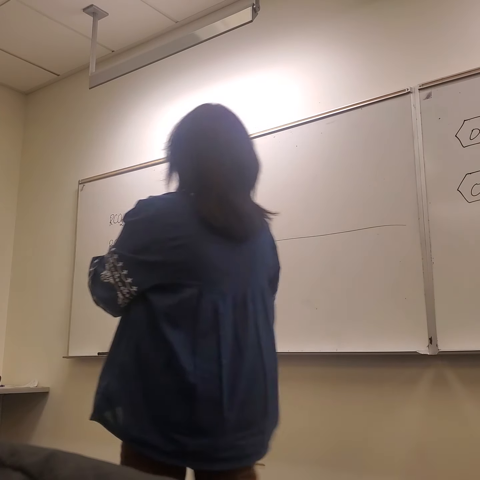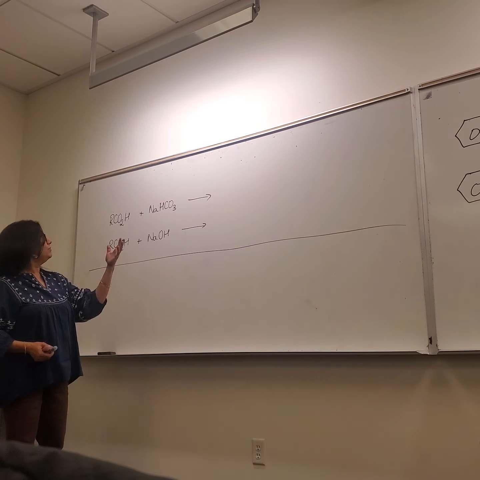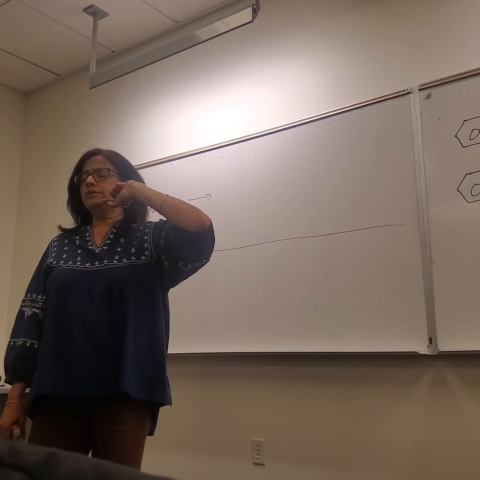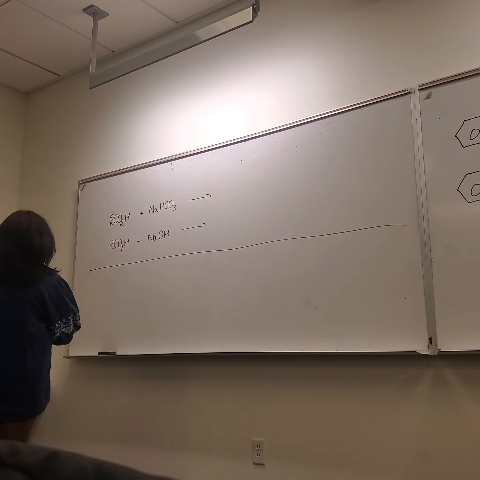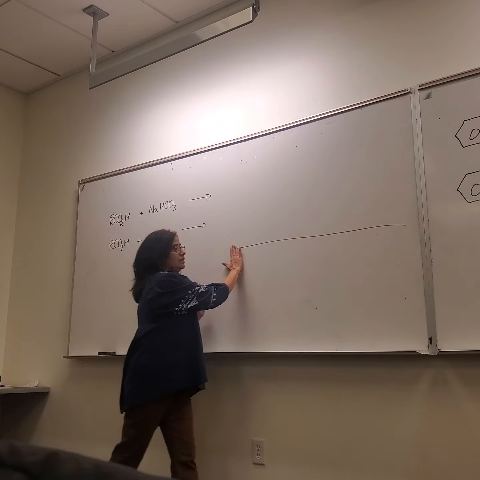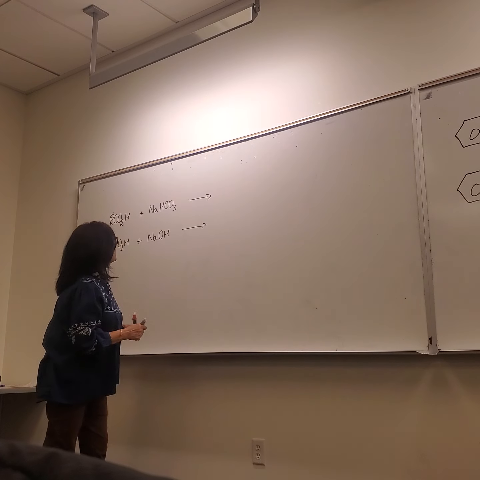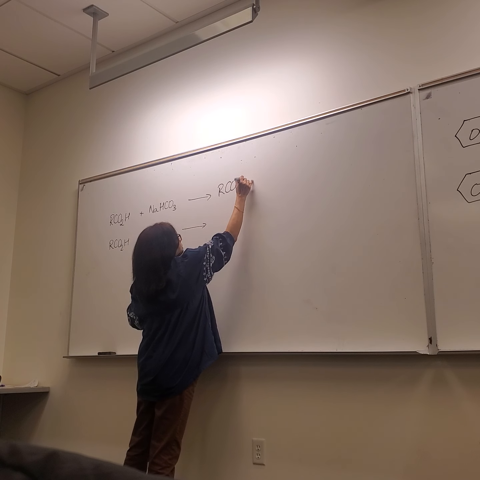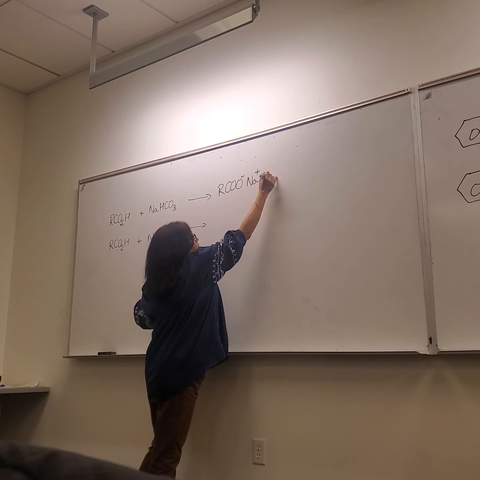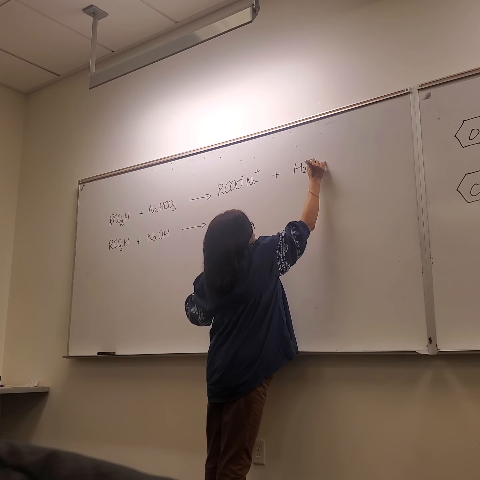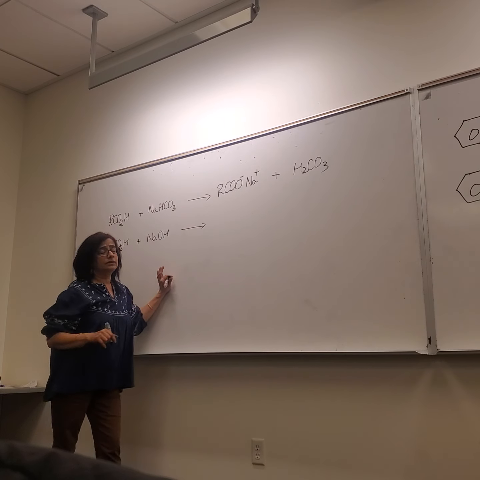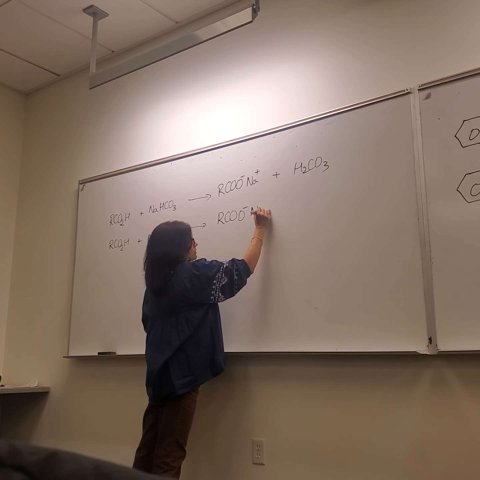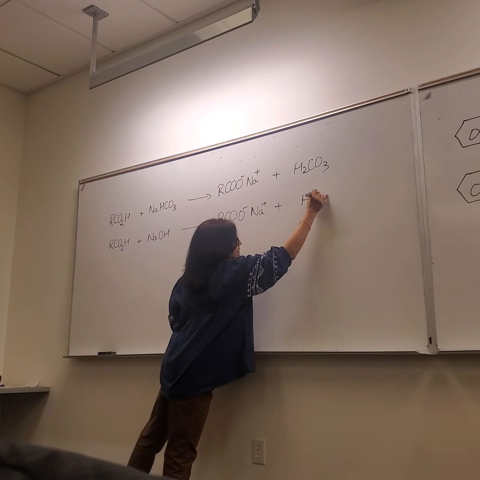So these are two common bases used in the lab, sodium bicarbonate and sodium hydroxide. That's for phenols, that's for alcohols. I need you to tell me what the products would be. Can you please tell me what the product would be in this case? So you're both going to take a carboxylate plus what else? Carbonic acid. Okay, carbonic acid for that. Do you all agree? What about here? The carboxylate plus water.